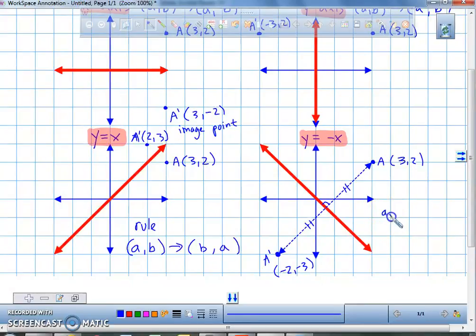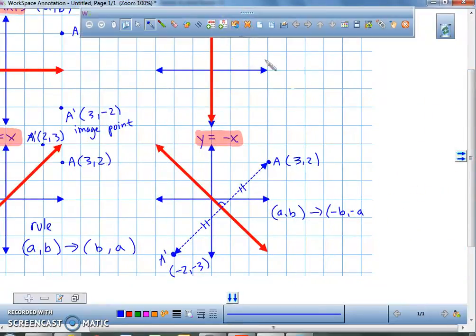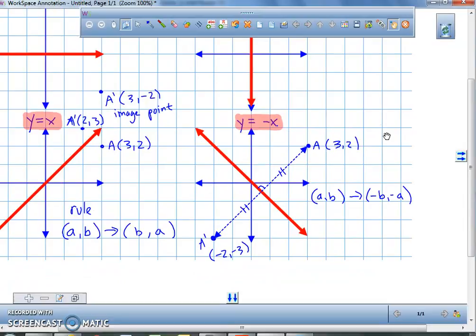So our A, B, the rule for reflecting across y equals negative x is always going to be, if you start out with A, B, it's going to be negative B, negative A. All right? So negative B, negative A. So those are the 4 rules. Okay? I'm only worried about you right now at this point in your life. Reflecting across x-axis, reflecting across the y-axis, reflecting across y equals x, and y equals negative x.